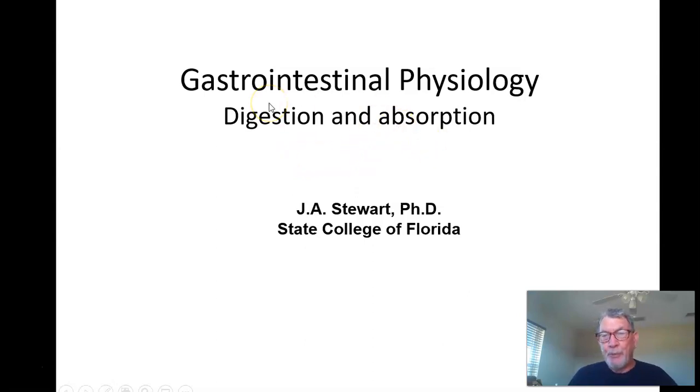Today we're going to put together a lot of the things that we talked about in the first couple of lectures. We talked about how the system is laid out. We talked about the propulsion mechanisms through the system, and then the secretions at each step along the way. Today we're going to move the food into areas, we're going to secrete the right stuff, and then we're going to talk about what happens, the digestive process, and then how we absorb it at the intestinal wall.